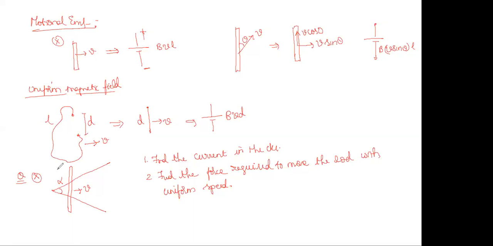Magnetic field is going into the page as usual. You can take lambda as the resistance per unit length for all the segments. For all conductors, lambda is the resistance per unit length.